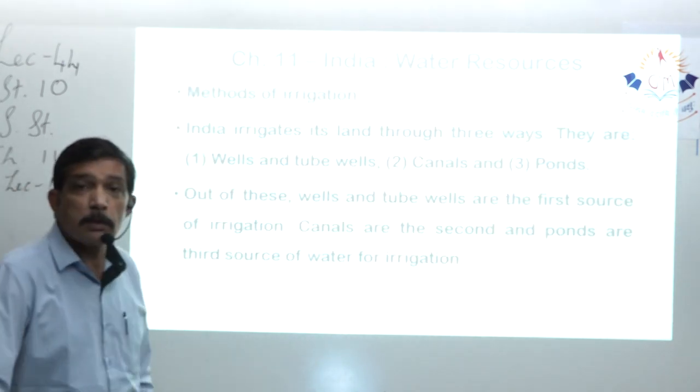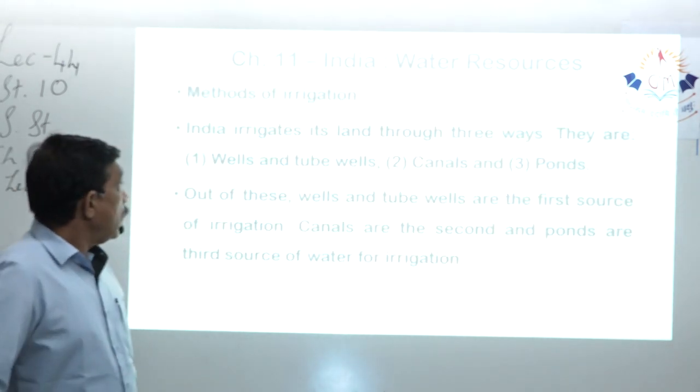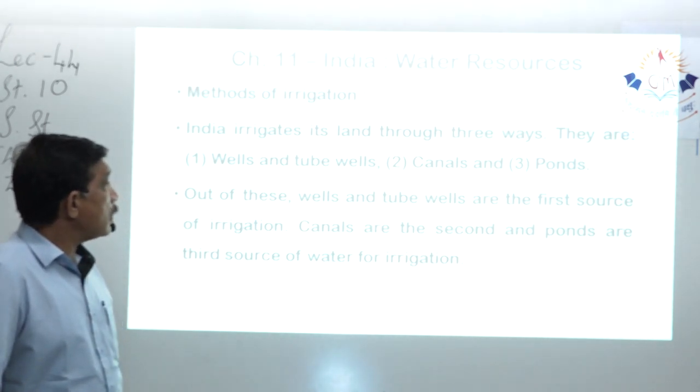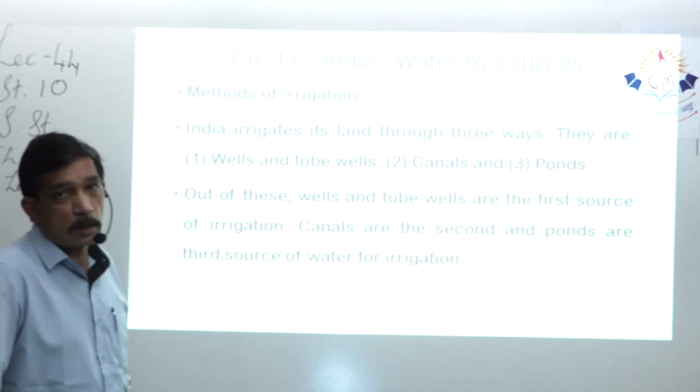Now, what are the methods of irrigation? India irrigates its land through different ways: wells, tube wells, canals, ponds.